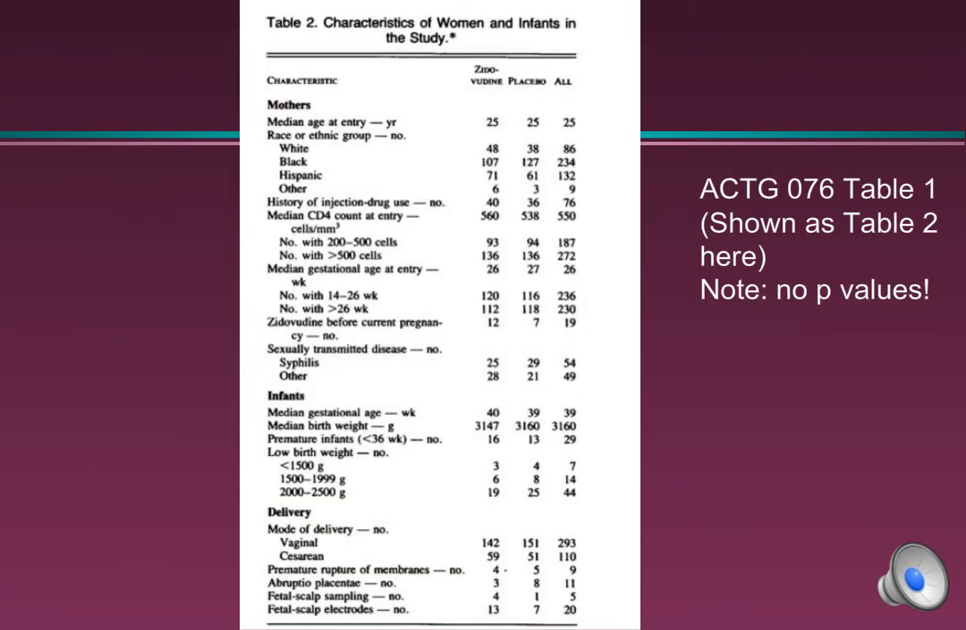This shows again ACTG 076. This should be Table 1, and in fact it's shown as Table 2 here because they use the patient flow as Table 1. But it shows the median age of entry for the women who participated, their race, the history of injection drug use, median CD4 count, what are thought to be important potential confounders to the study. You can see that there aren't big differences between the groups. You wouldn't expect there to be big differences because they were randomized and it's a reasonably good sized study, but you're always going to see some differences, and those differences could represent potential confounding.